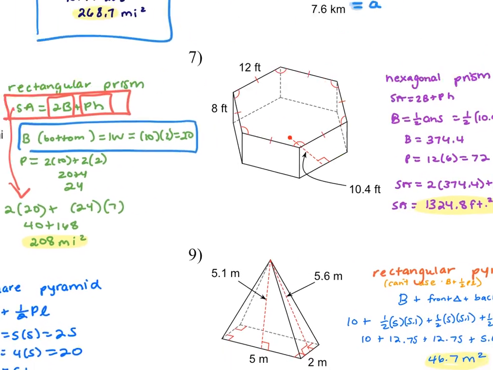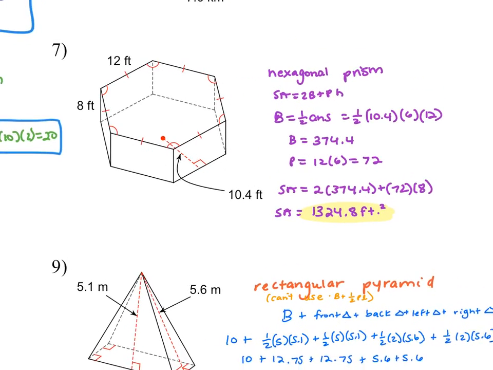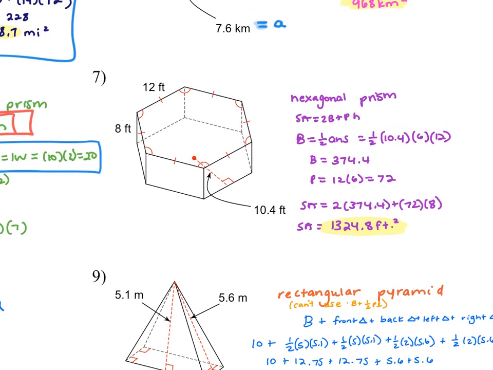All right, let's go over here. Now we have a hexagonal prism. So we're back to our formula before, the 1/2 apothem number of sides times side length. My apothem is the 10.4. My side length, notice the congruency marks, is the 12. And the height of my prism is the 8.